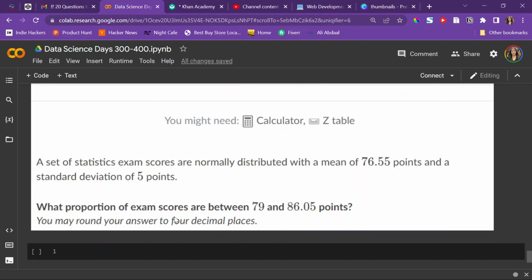So let's get started. A set of statistics exam scores are normally distributed with a mean of 76.55 points and a standard deviation of 5 points. What proportion of exam scores are between 79 and 86.05 points?